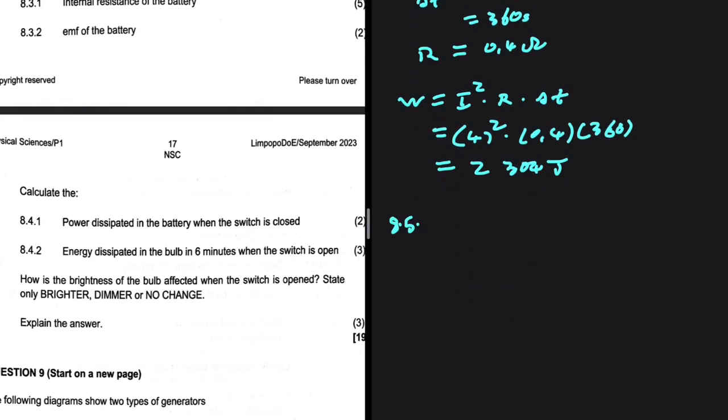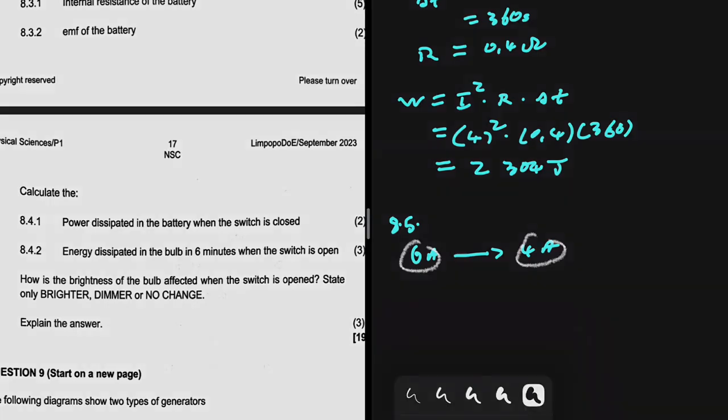8.4.2. The last question, 8.5. How is the brightness of the bulb affected when the switch is opened? Stay the same, brighter, dimmer, or not change? When the switch is open, we have a current of 6 ampere. And when it is closed, we have a current of 4 ampere. So we can clearly see that the current that the bulb is experiencing is going to be reduced when the switch is opened. So it should glow dimmer.